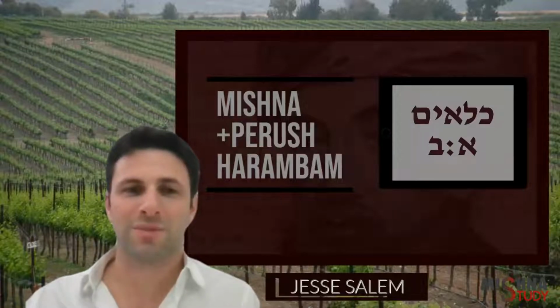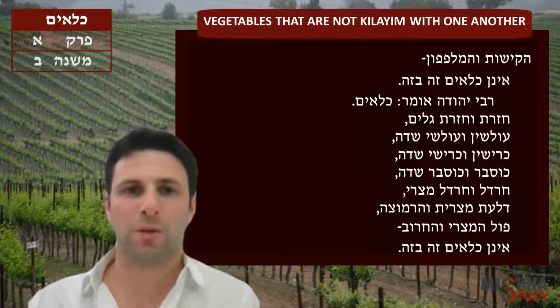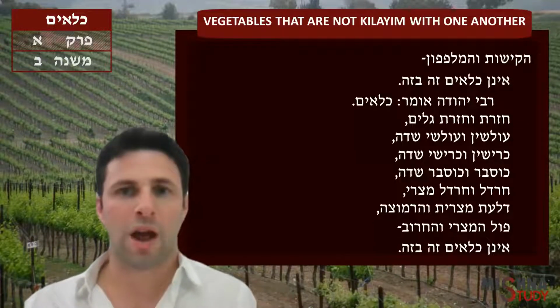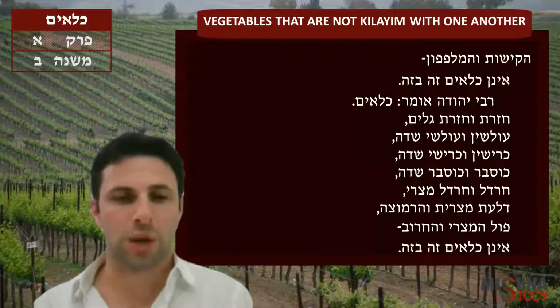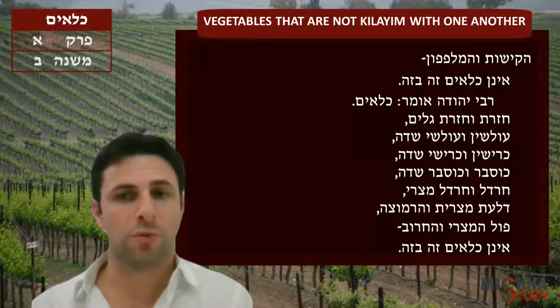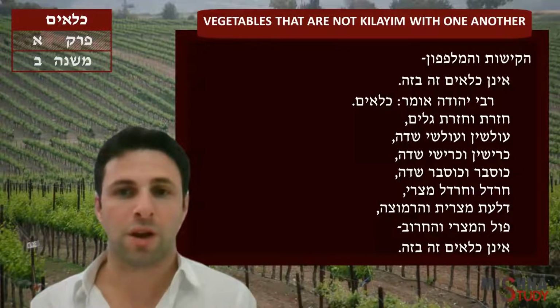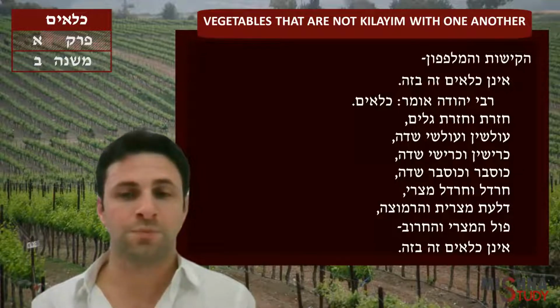Welcome to Mishna study, Masechet Kilayim, Perek Aleph Mishnah Bet. Over here in this Mishnah, we're going to speak about vegetables that are not Kilayim with one another. So if last Mishnah we spoke about grains that are not Kilayim with one another, we're moving on to vegetables that are not Kilayim with one another. And we'll see the reasons why they're not Kilayim.